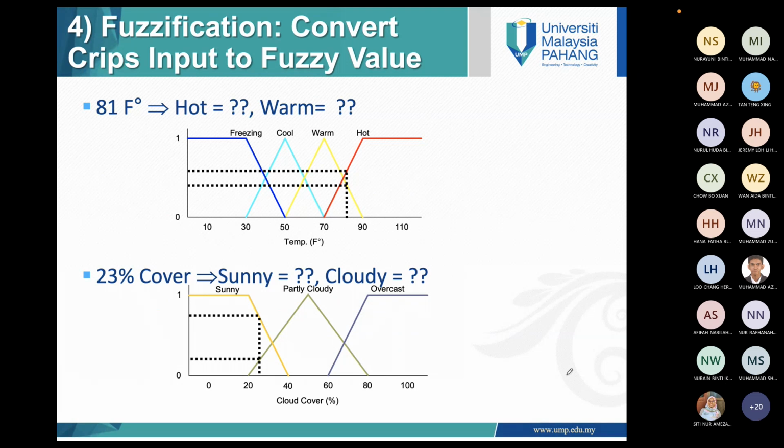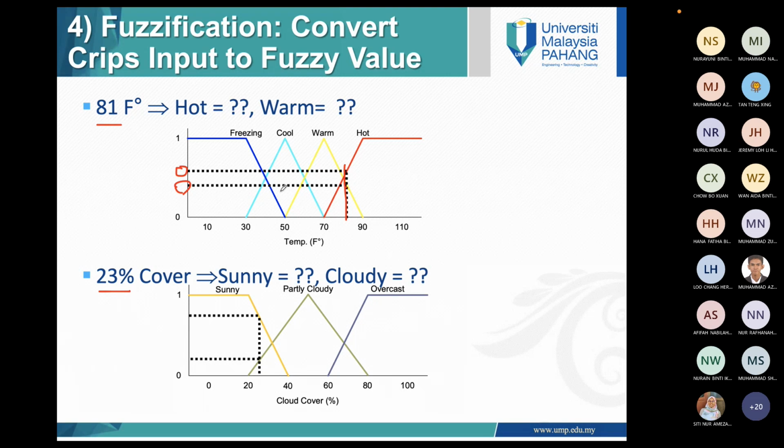So the fourth step is the fuzzification, where we convert the crisp input into fuzzy values. Let's say we want to answer the question of 81 degrees Fahrenheit and 20% cloud cover. So 81 Fahrenheit, we go here, 81, and then we map it to the graph here. It touches the warm and the hot.